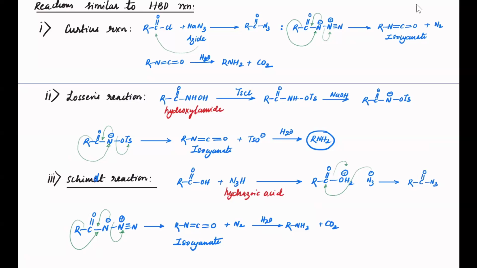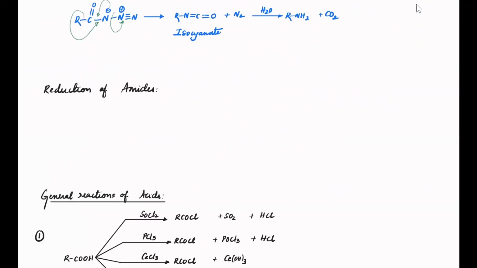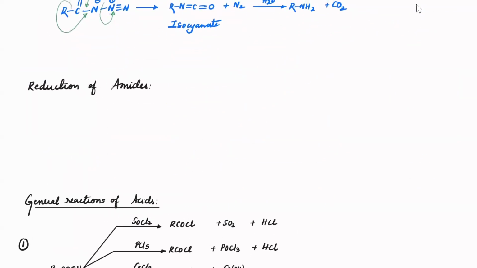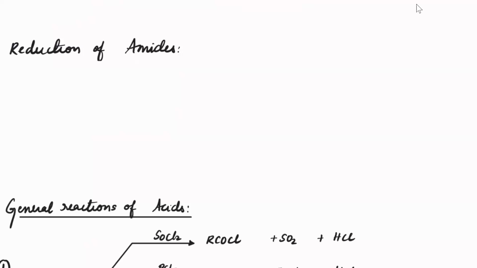A lot of times the name is not used in the questions, because directly if you notice, NCERT does not use the Curtius, Lossen or Schmidt names as such. There are no names defined, but because the idea is the same, a similar mechanism question can be asked like that. Okay, next. We can get amines even from amides also.